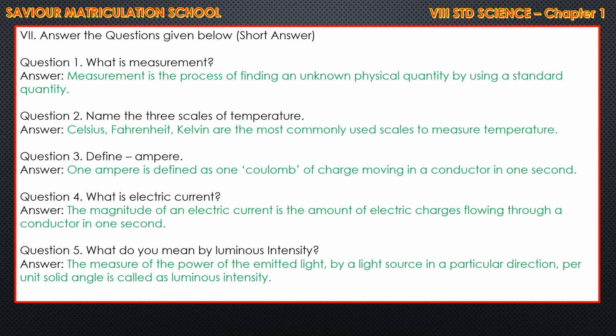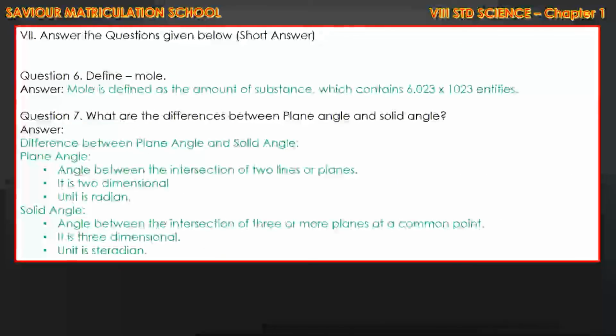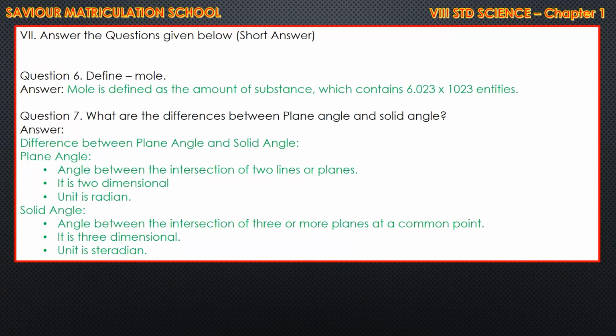Next question. What do you mean by luminous intensity? The measure of the power of the emitted light by a light source in a particular direction per unit solid angle is called luminous intensity. Under side heading, refer book. Answer the questions. That also the continuation of Roman number 7.